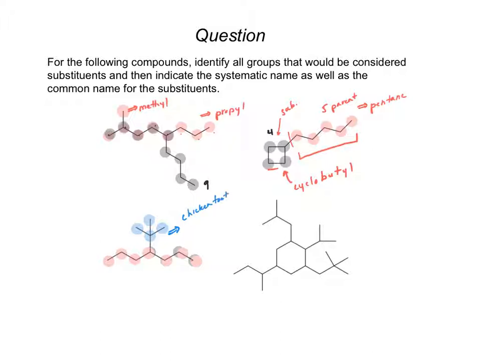So chicken foot is tert-butyl. That tert is hyphenated, with a dash of tert and then butyl. And why do we call it tert? I don't know, there's probably some history behind it. But why do we call it butyl? Because again, there are 1, 2, 3, 4 carbons in this complex substituent.